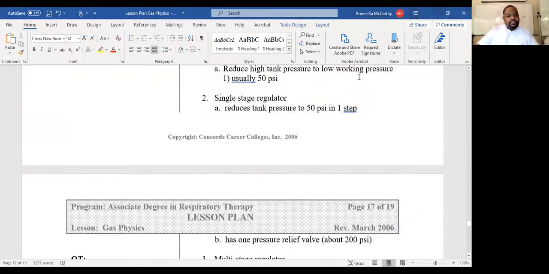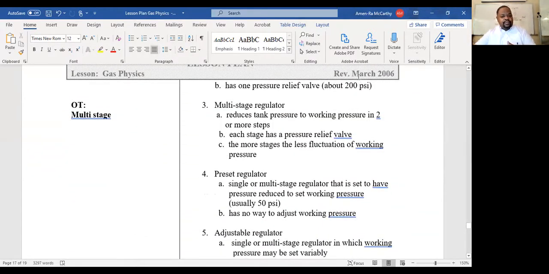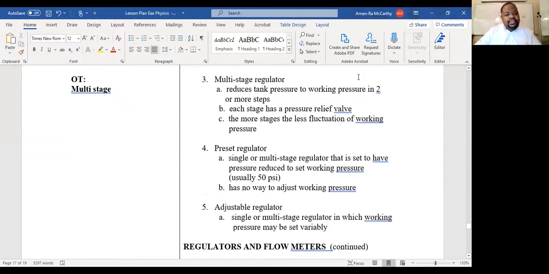So that's either single stage or multi-stage. If you want to know any more detail about the multi-stage, you count the pressure relief valves if you want to be specific, right? But if it's two or more, it's multi.